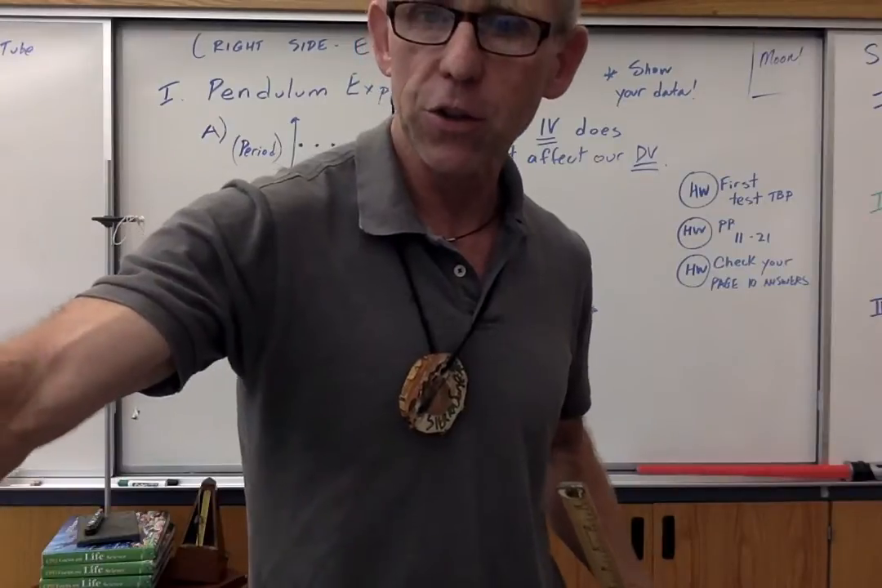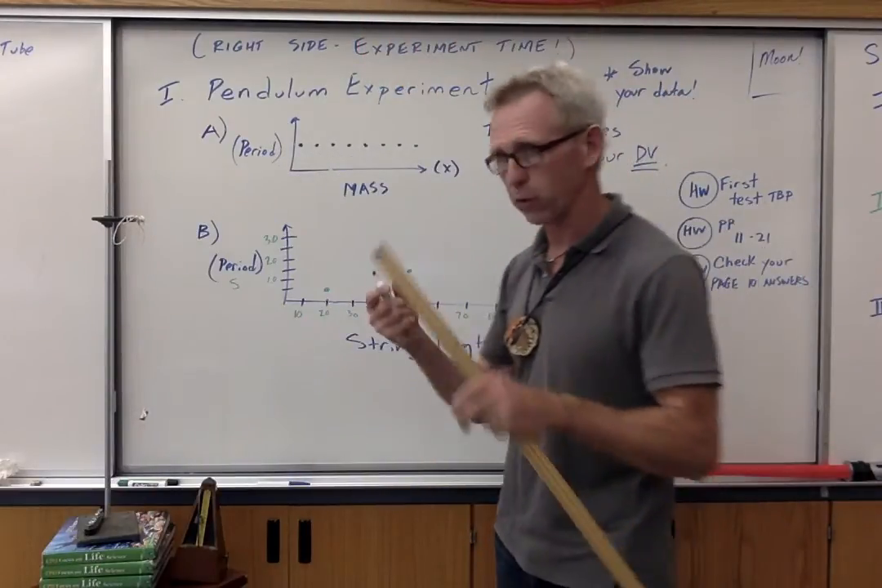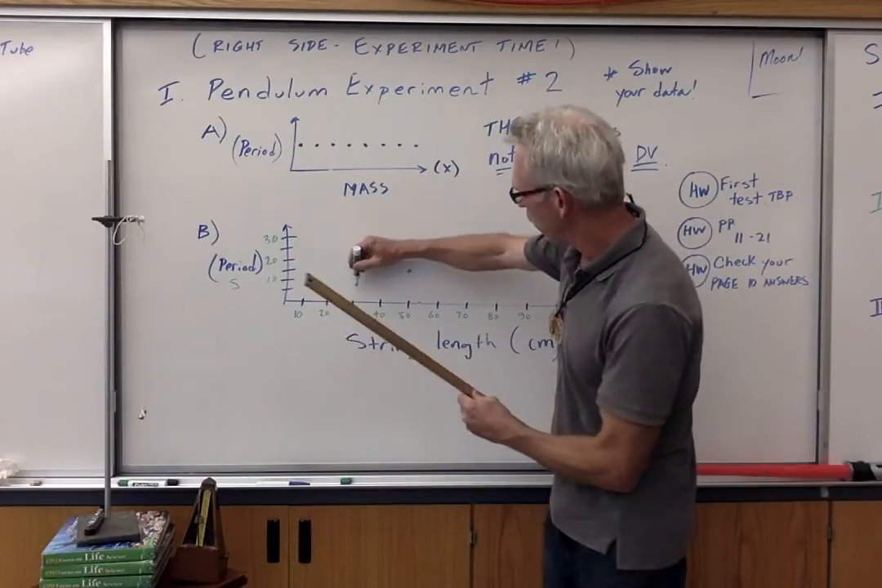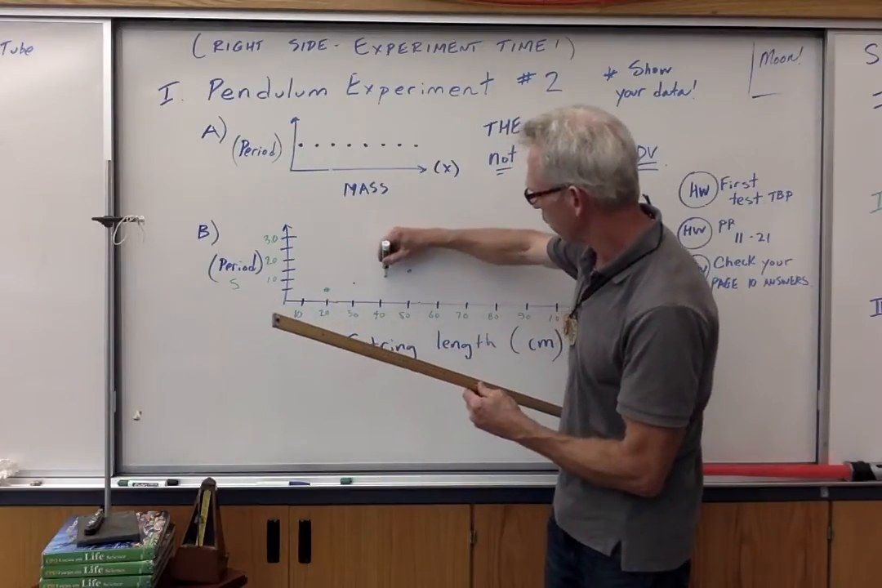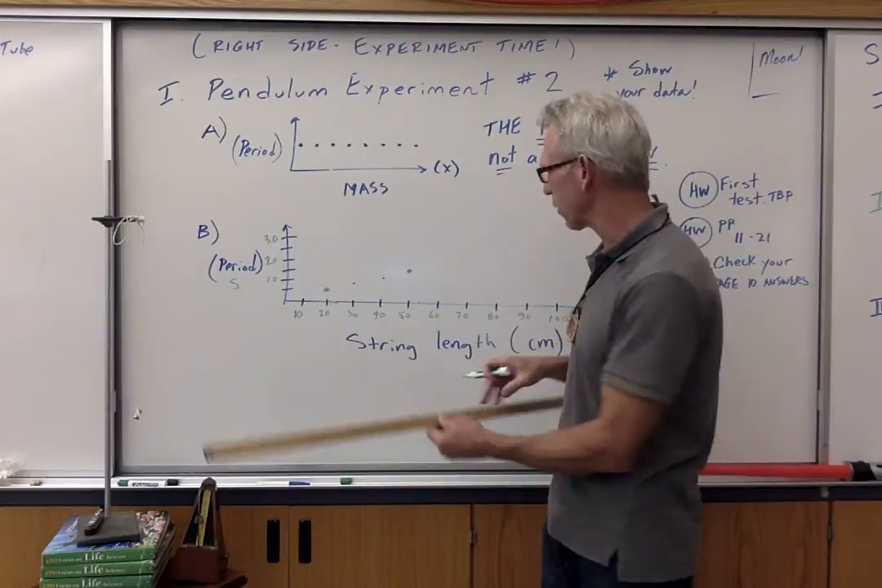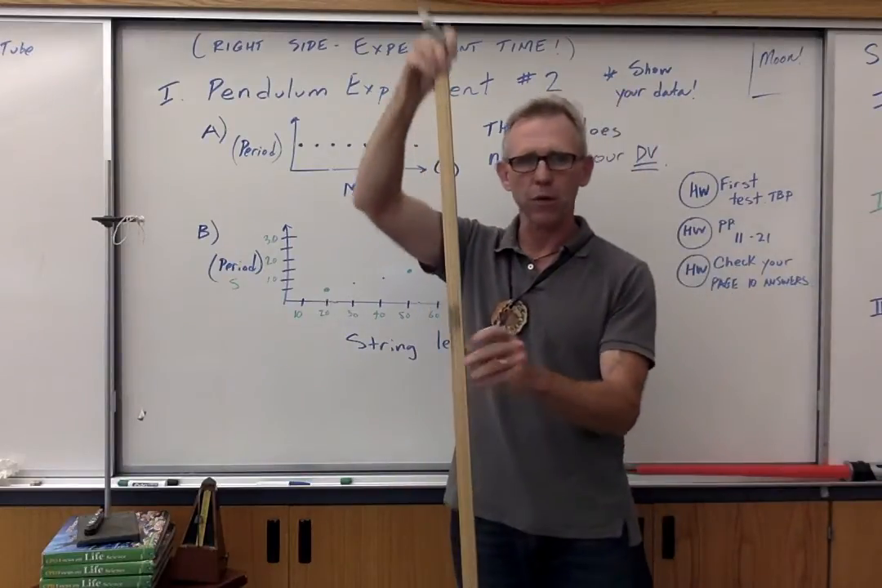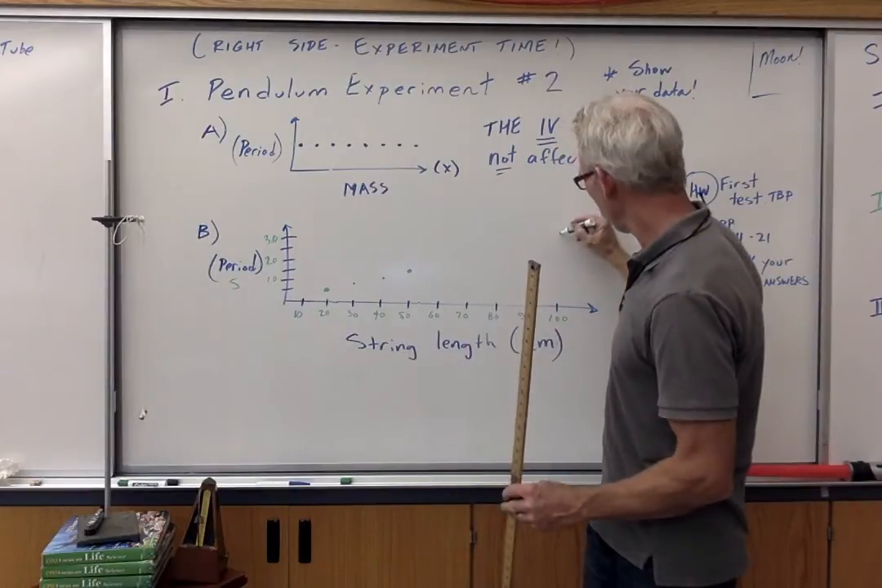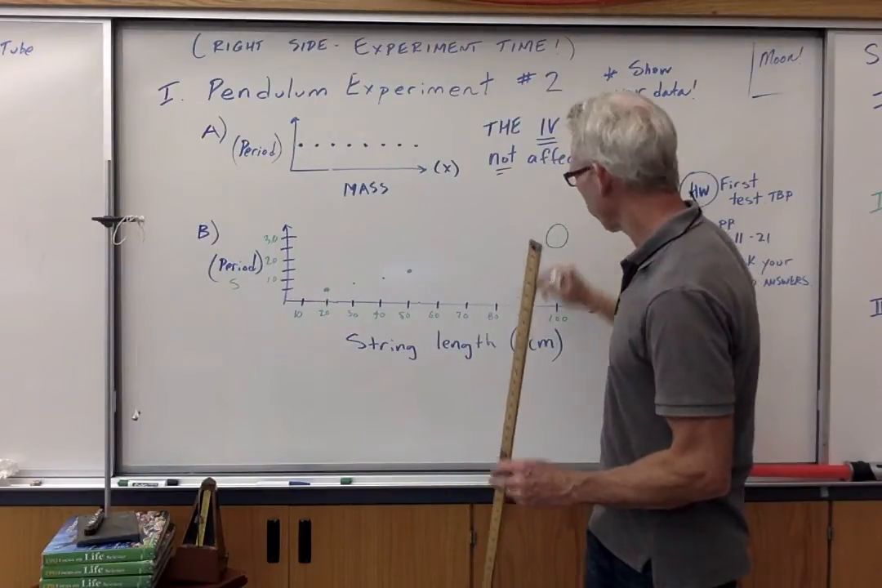Let's just say we are doing our experiment, and we do 30 centimeters, and then 40 centimeters. And it's making a nice line. Let's say we do not have the ability. We don't have 100 centimeters of string. We don't have the ability to go up here to 100 centimeters.